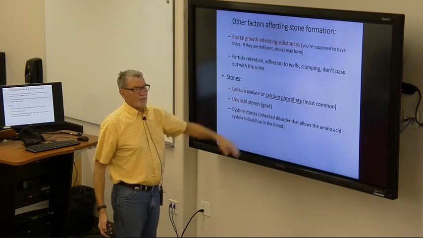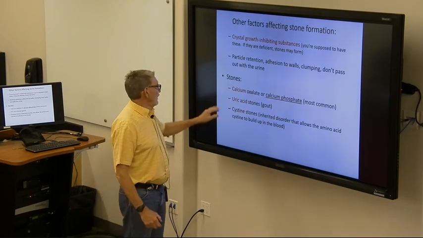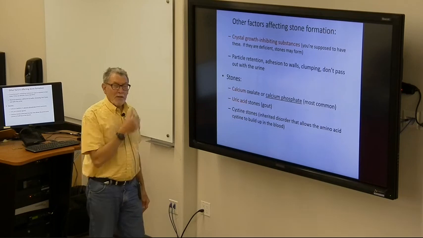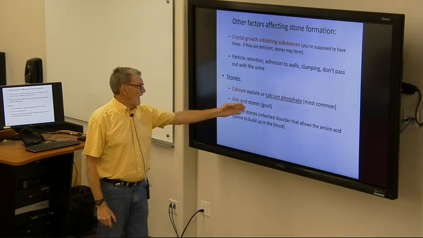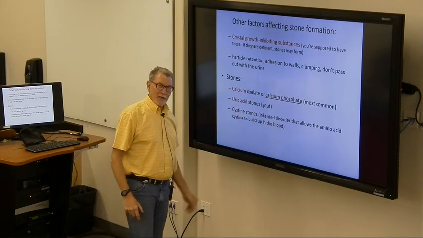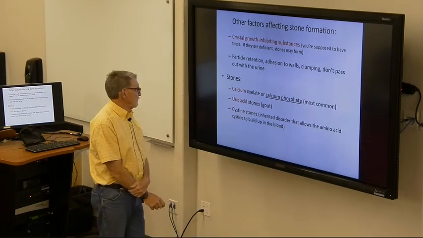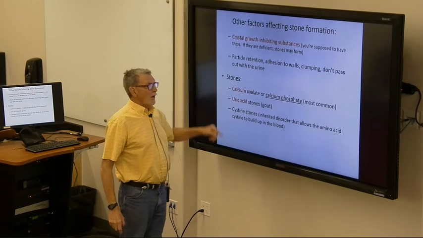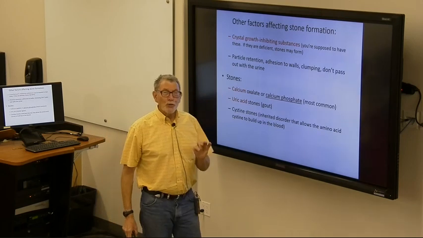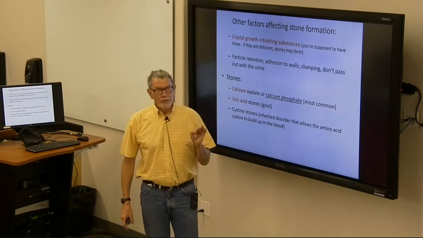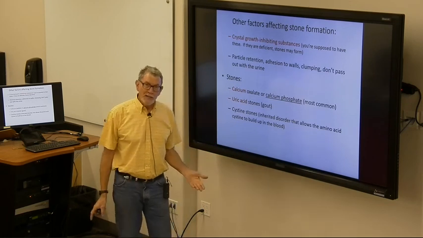Calcium is the most common producer. Uric acid: somebody who has high uric acid. Gout: people with gout are more likely to get kidney stones of that type. Remember, calcium hypercalcemia will predispose you to kidney stones.